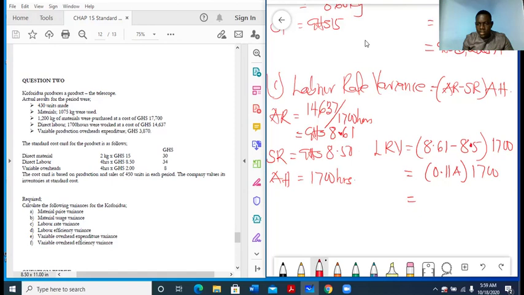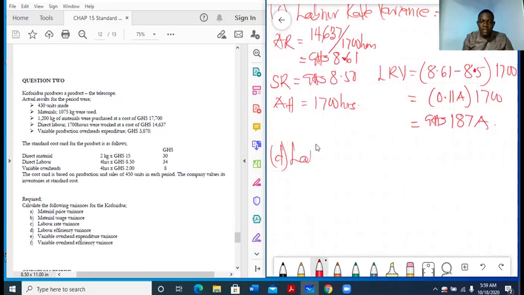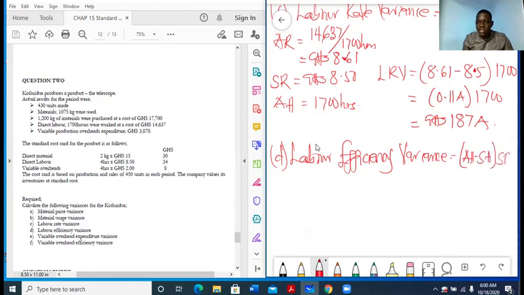So that gives us 187 watts adverse. Okay, good. Then D, we have to determine the labor efficiency variance. Labor efficiency variance is the difference between actual hours minus the standard hours measured at the standard rate.